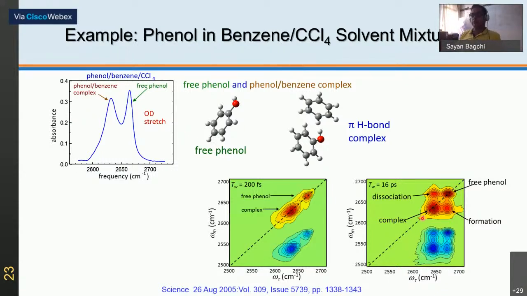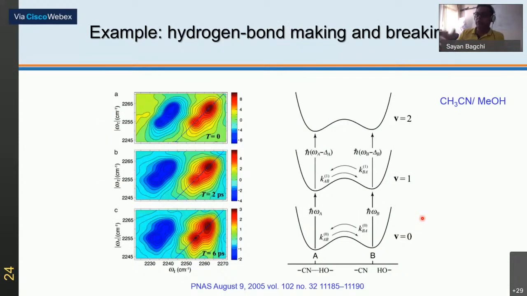At the same time, a similar experiment, actually published a week before the Science paper, was done independently by Robin Hochstrasser's group at UPenn. They looked into an acetonitrile methanol mixture. These are the pump and probe frequencies, and these wave numbers are where the nitrile stretch absorbs. You can think about a hydrogen bonded state, a non-hydrogen bonded state, and v equals 0, 1. In all these cases, there are exchange processes happening.